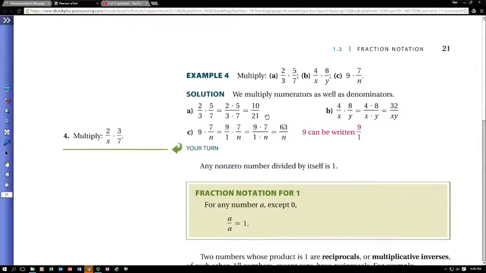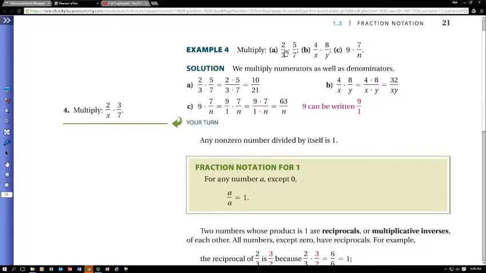So let's look at an example here. It says multiply 2/3 times 5/7. So according to our rule, we'd go 2 times 5, which is 10, and then 3 times 7, which is 21. And there would be our product of this multiplication.